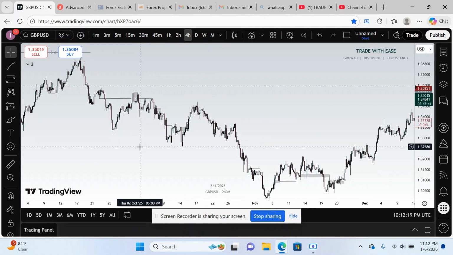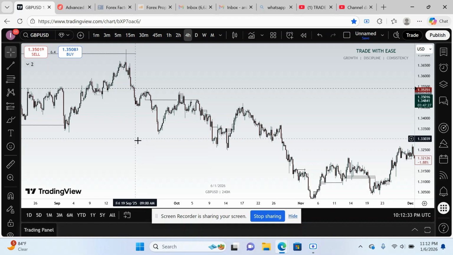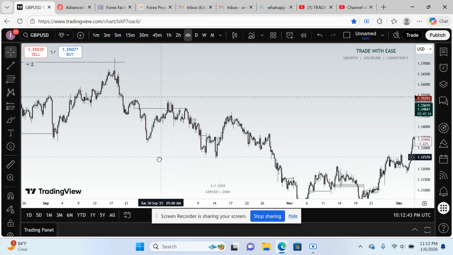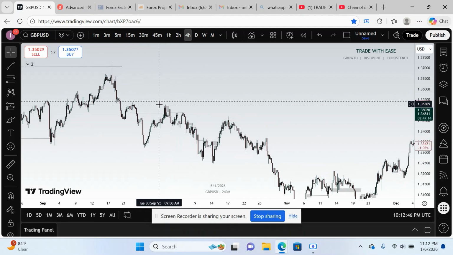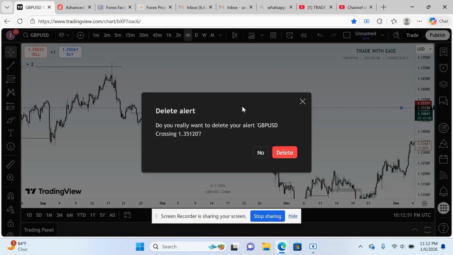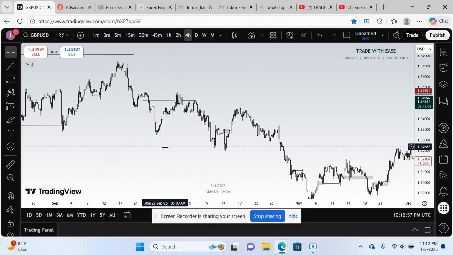You open your chart and then you want to trade. Now this is 4 hours. The 4 hour time frame helps you to understand where the market is heading to. It gives you clarity. It filters the noise of the market and then it gives you a clear direction of where the market is going to. Okay, so now this is the 4 hour chart.